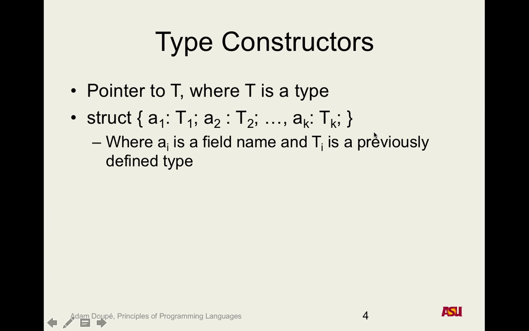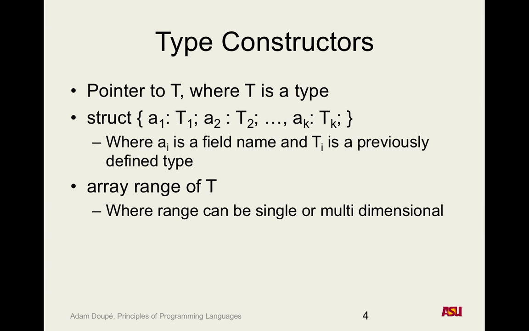We can talk about defining arrays. We can define an array as a range of a specific type, where range can be either single or multi-dimension, and we can specify the length in here and how we address the elements. I'll show an example in a second. But here we're specifying that all the elements in that array are the same type, of this type T, whatever we say here.